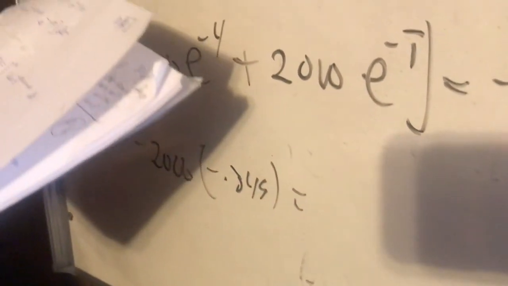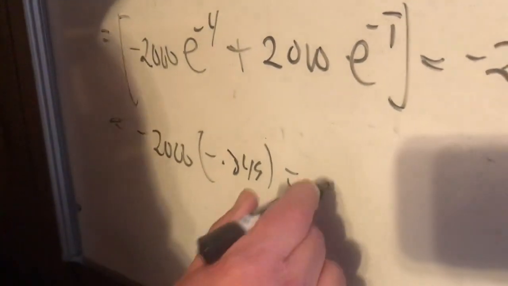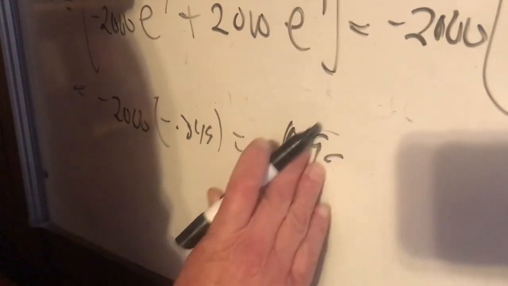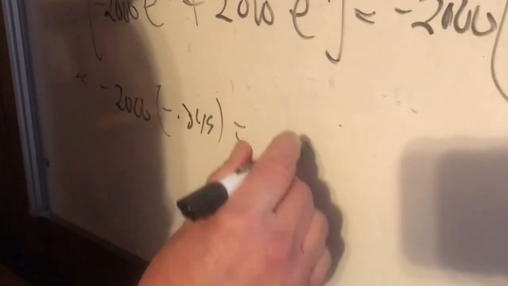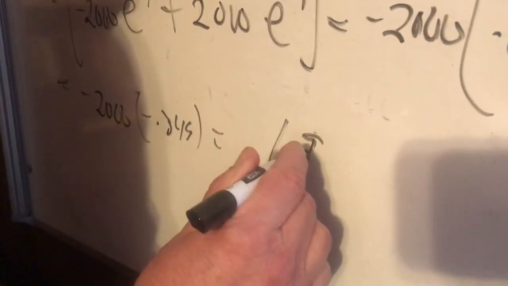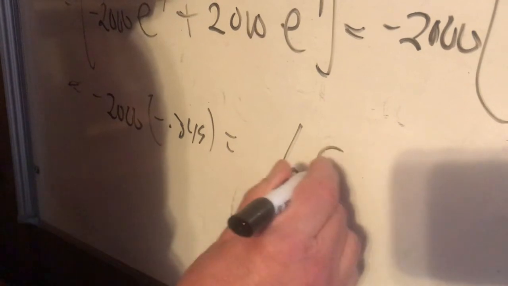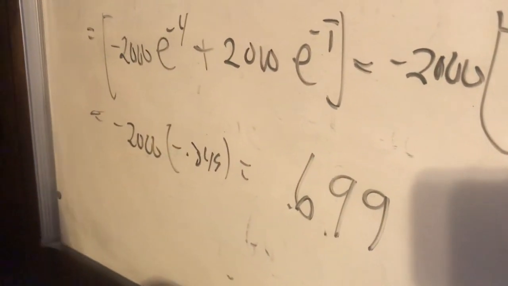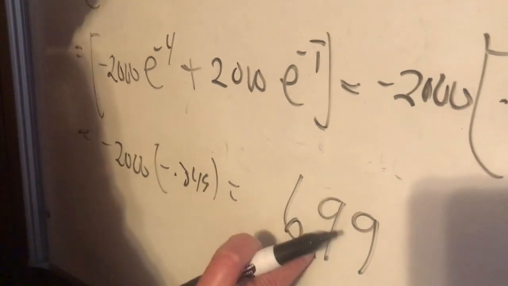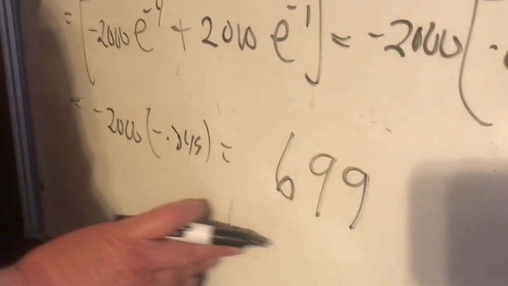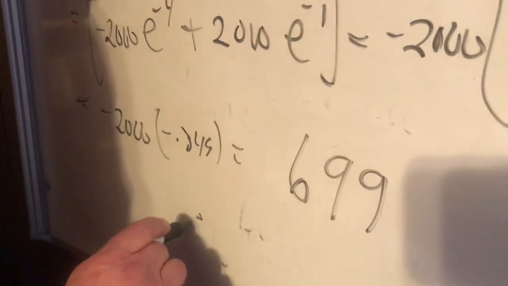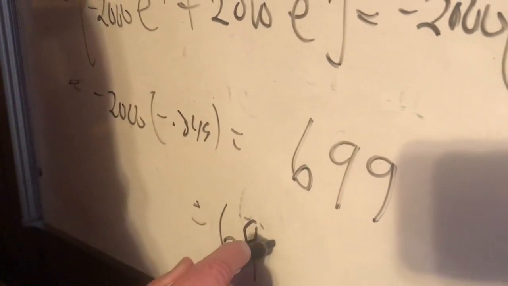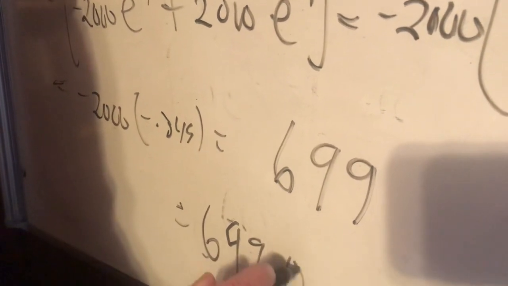And when you do this whole thing out, you're going to get 699. I'm sorry, I can't get my 9 straight. But since this is measured in thousands... Is it 0.699? No, it's not points. It's 699. And since it's measured in thousands, it's going to be 699,000.